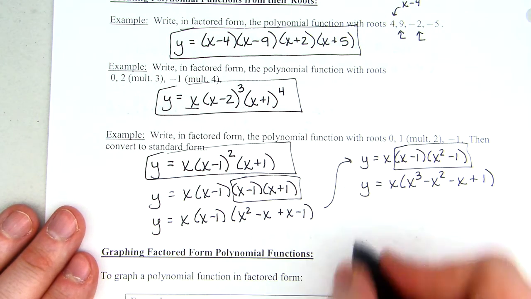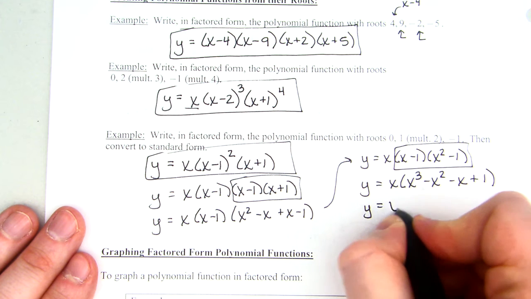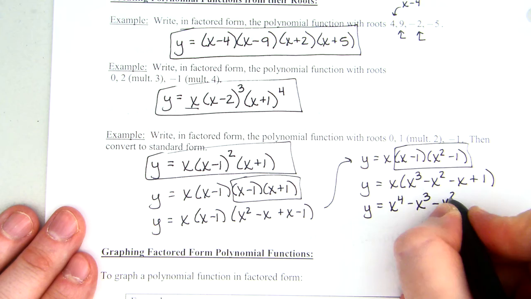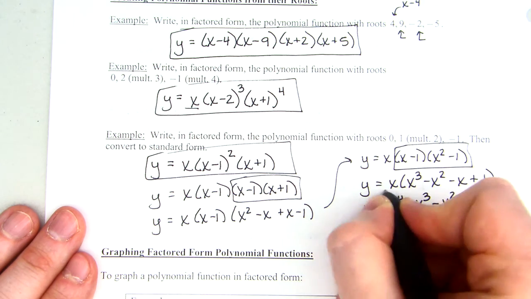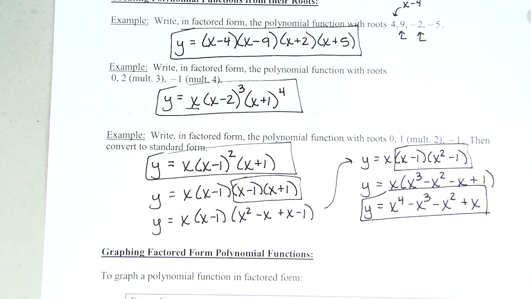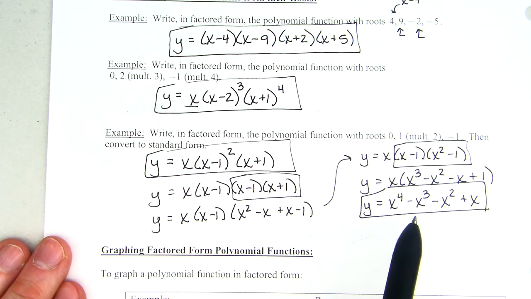And I'm going to finish by distributing the x. y equals x to the 4th minus x cubed minus x squared plus x. And that is my final answer in standard form. Answer in factored form, answer in standard form.